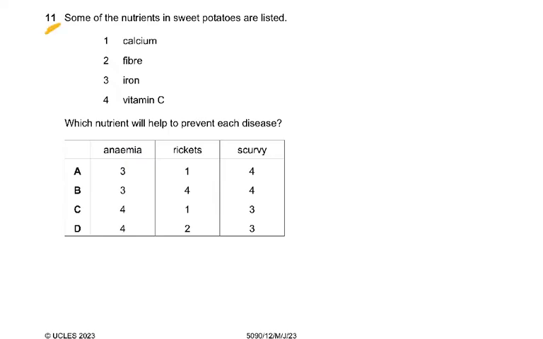Question 11. Some of the nutrients in sweet potatoes are listed. Do you all like sweet potatoes? Yes, I like them too. So calcium, fiber, iron, and vitamin C. Which nutrients will help to prevent each disease? Now scurvy, you know, is vitamin C, so this has to be 4. Rickets, you know, is calcium, so that has to be 1. And anemia, you know, has to be iron, so that is 3. So the answer is A.